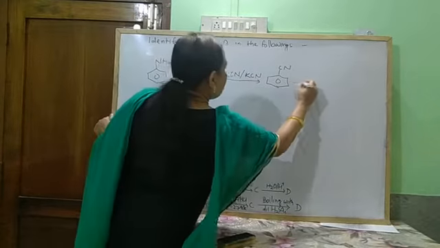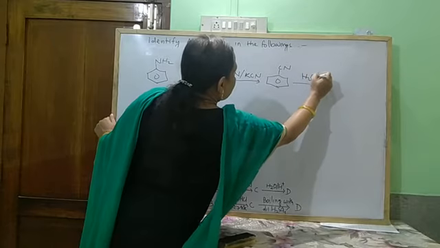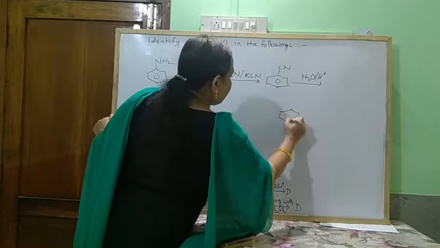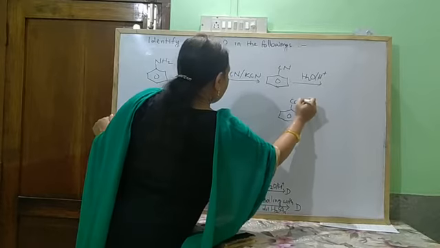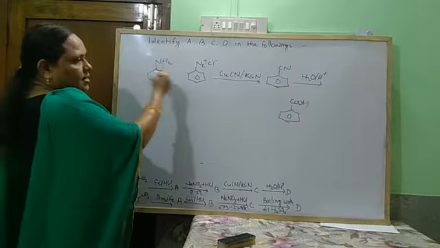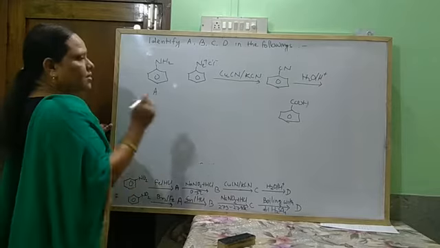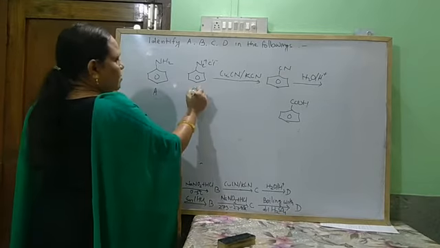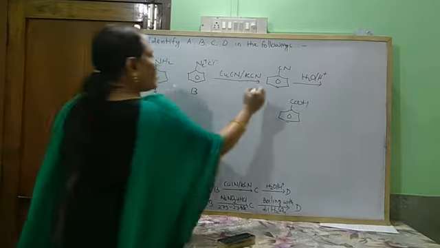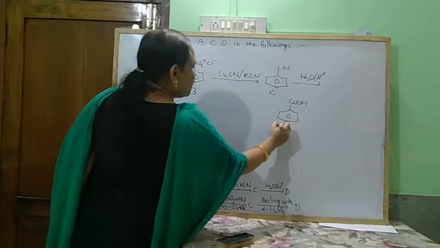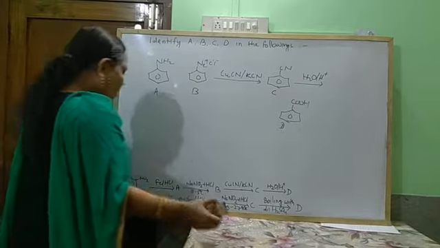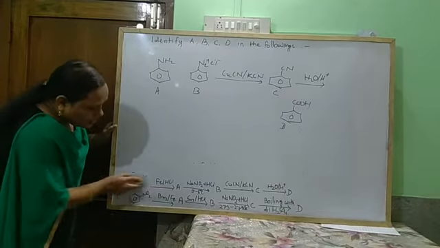And when it undergoes complete hydrolysis in presence of acid, it forms benzoic acid. In this way, nitrobenzene is converted to benzoic acid. So A is aniline, B is benzene diazonium chloride, C is cyanobenzene, and D is benzoic acid. Next come to question number 7.